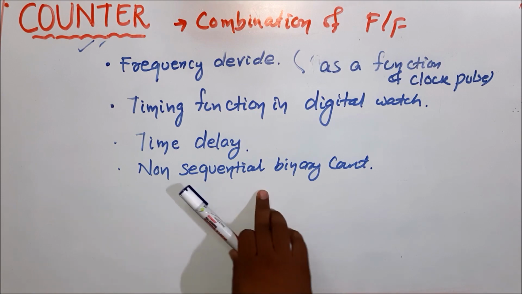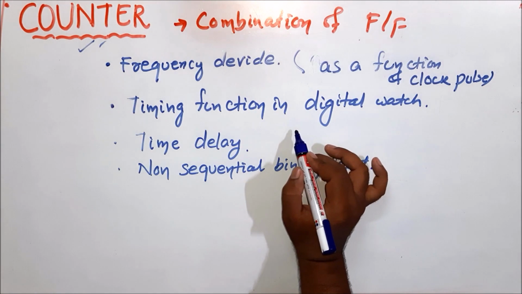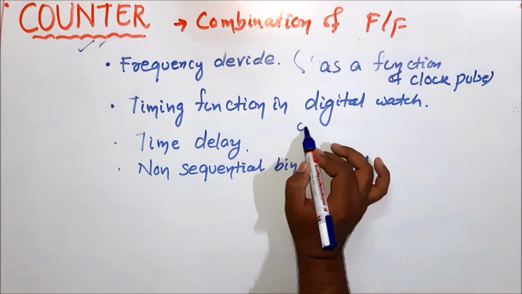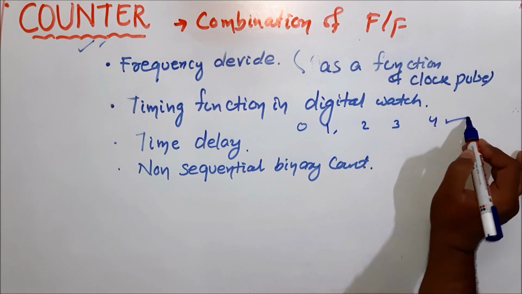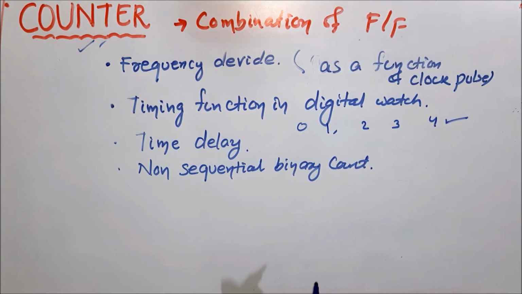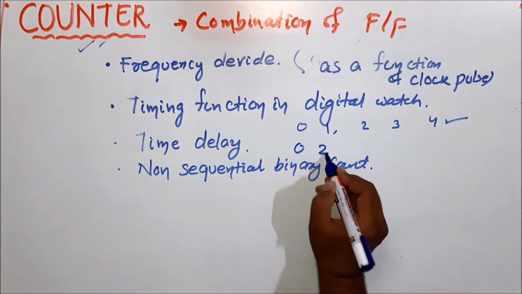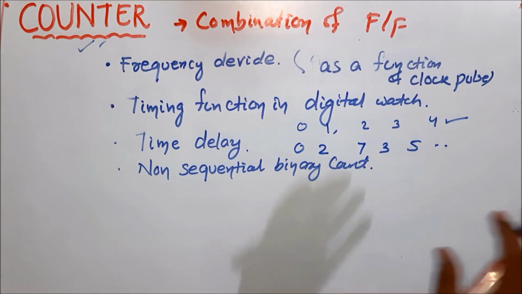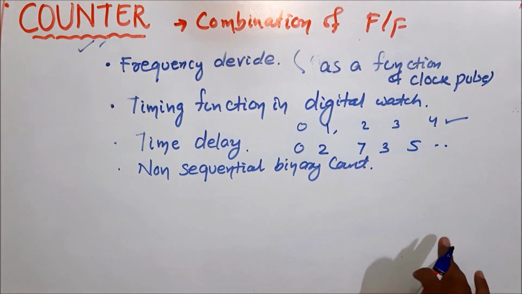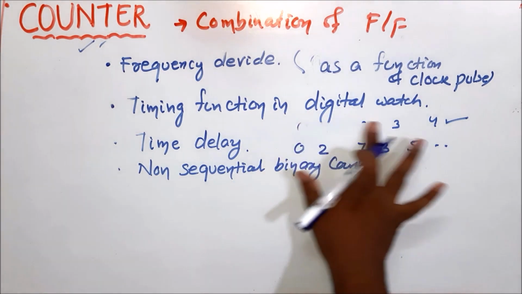As the primary work of a counter is to count the sequence, a counter can also be used to count a non-sequential binary count. Let us consider I want to count 0, 1, 2, 3, 4. This is the sequence happening. But sometimes a counter can be designed to skip some values so that it counts like 0, 2, 7, 3, 5, and accordingly to your design it can count any numbers. That is called non-sequential binary count.